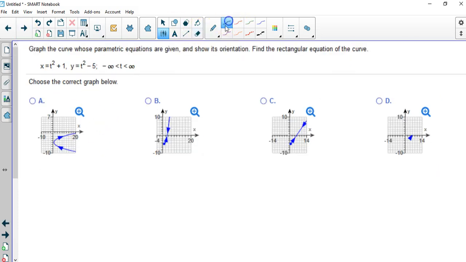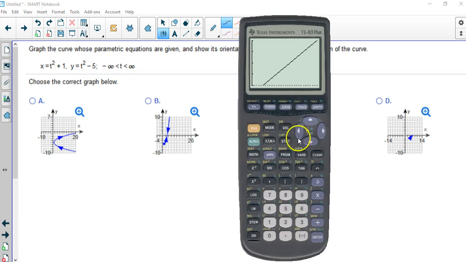Here's another one. I have x equal to a t squared plus 1, and y is a t squared minus 5. Now we're going from negative infinity to positive infinity, and I want to look at what this graph looks like. Sometimes when they go to infinity, they can be a little bit of a pain to sketch, so I'm just going to go right to the calculator.